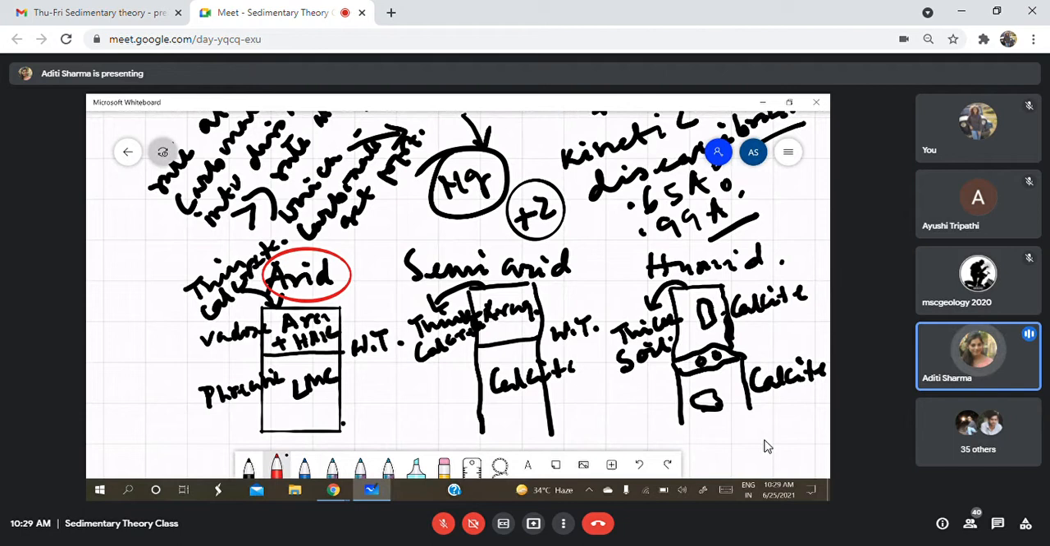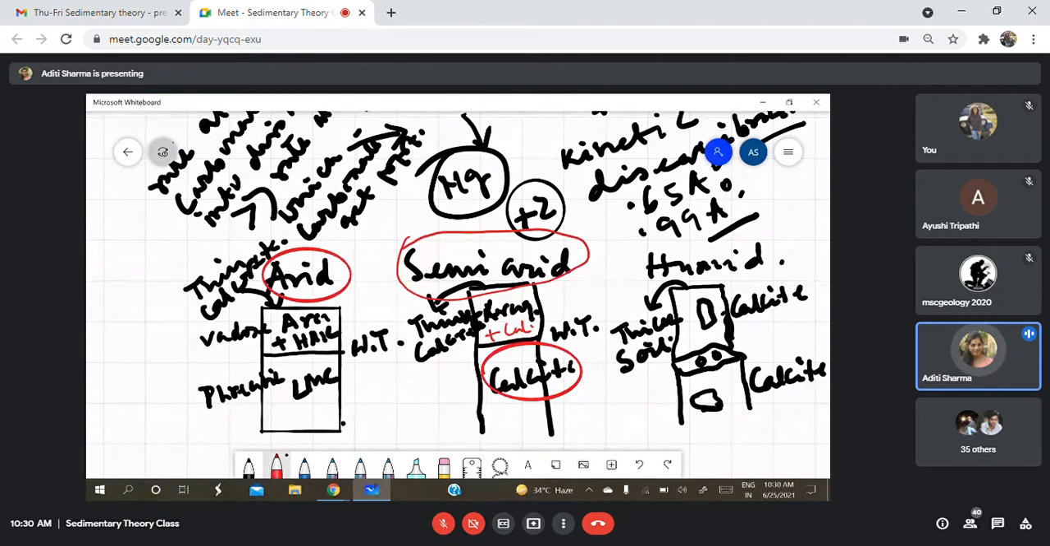Now you come to a semi-arid condition. What is happening is that aragonite and high Mg calcite are not stable. You have a thicker calcrete, and you can generate a little amount of soil as well. Then you have aragonite plus calcite in the upper portion, and the lower portion is fully calcite. Here in arid you are not getting any soil. Here in semi-arid you get a little amount of soil and the thick calcrete.